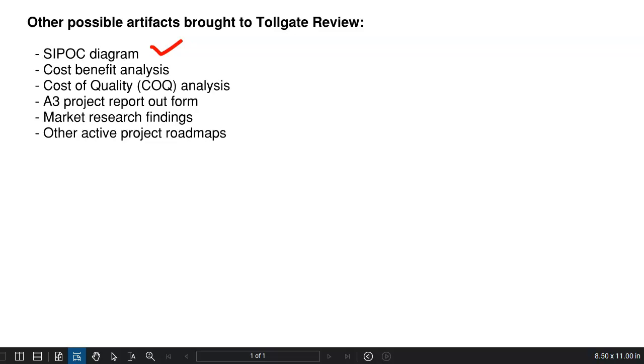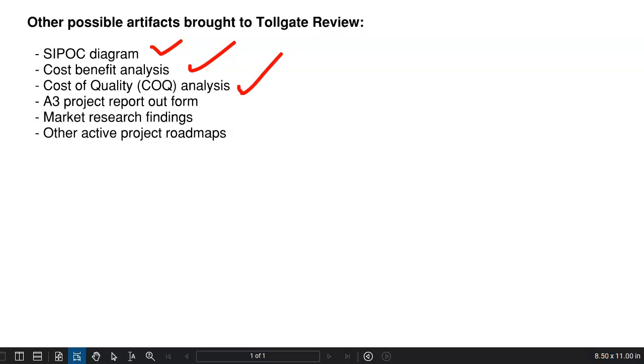And sometimes SIPOC diagrams also include some of the future state requirements that are needed in the solution. A cost benefit analysis where we're taking a look at the cost of imperfection that the current state is weighing on the organization, a monetization of that cost of imperfection. And in the world of process improvement, those cost benefit analysis reports are sometimes called a cost of quality analysis.